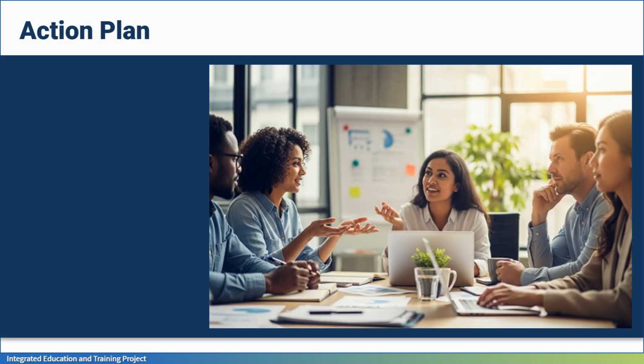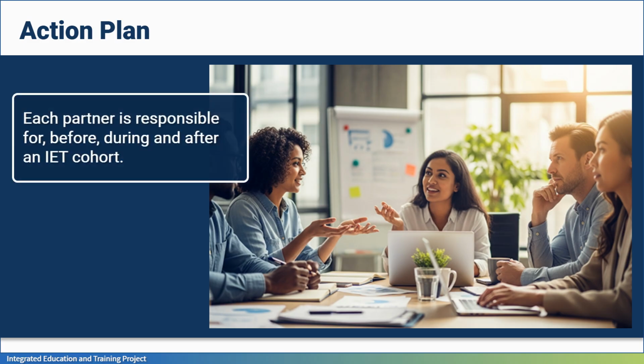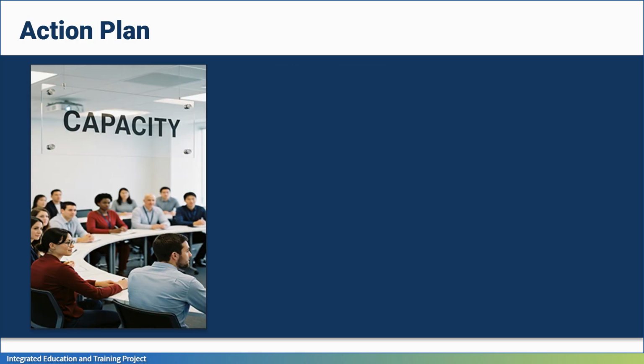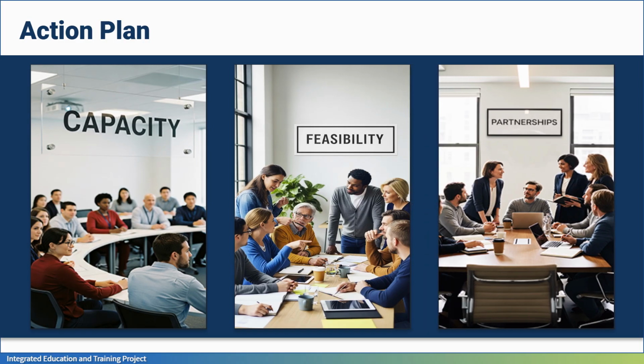When your IET team is ready to implement an IET, they should complete an action plan that clearly outlines action steps that each partner is responsible for, before, during, and after an IET cohort. The action plan will list a task, task lead, timeline to complete, and support needed to complete the task. This plan will help your IET team to look more closely at three critical areas: capacity, feasibility, and partnerships before beginning to develop and implement your IET program. Let's explore each of these areas in more detail.